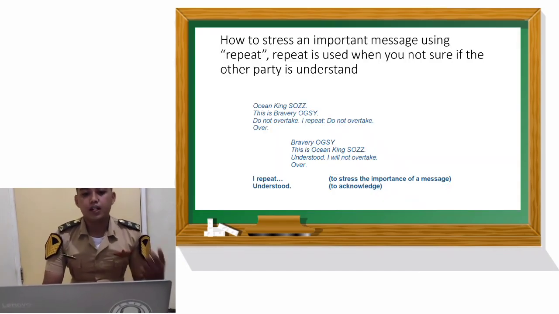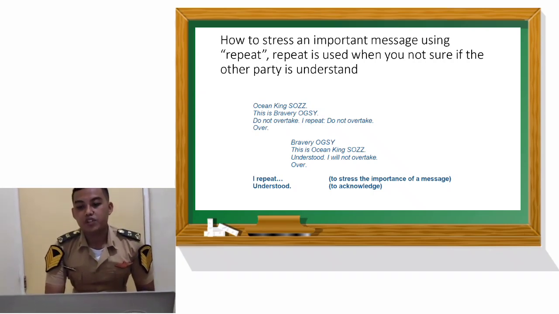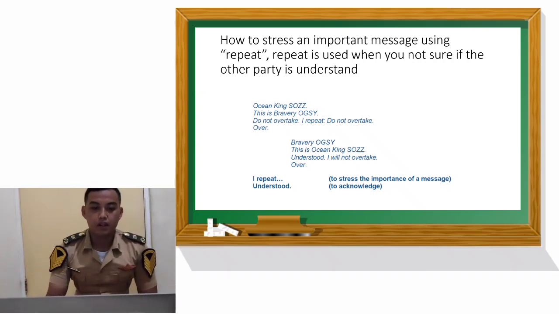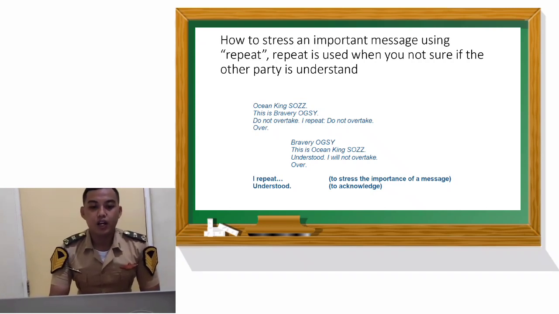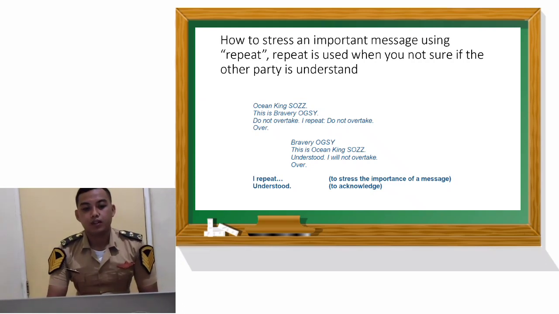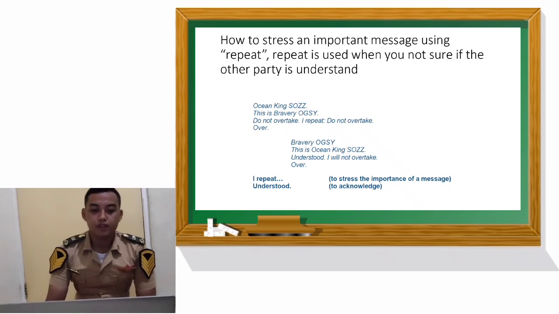Repeat, or I say again, is used when an important message or part of a message is repeated. For example: Seaborn, Seaborn, Seaborn, Delta Kilo Echo 5. This is Garland, this is Garland, this is Garland, Golf Foxtrot Charlie Charlie. Intention: I will alter course to port. Repeat, I will alter course to port. Over. This is for example.